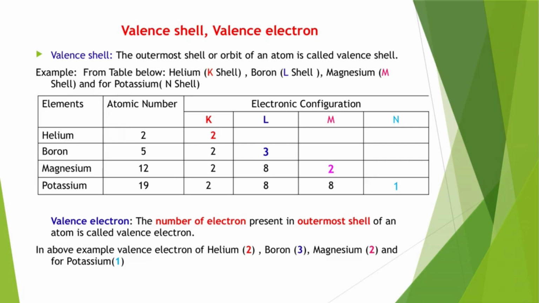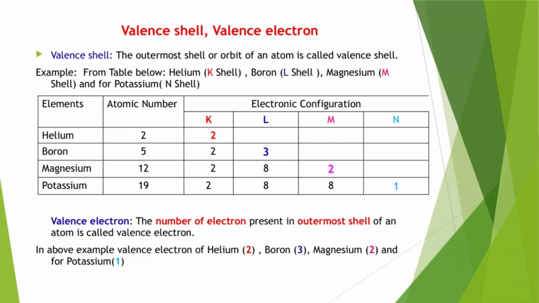First we will study the valence shell. And what is the valence shell? The outermost shell or orbit of an atom is called the valence shell. Where we place the last electron, that last shell is called the valence shell. In the table, I have shown you the electronic configuration of some special elements like helium, boron, magnesium, potassium, to understand what the valence shell is.